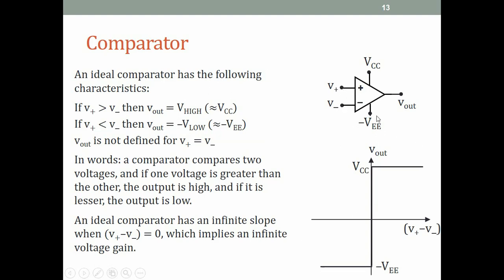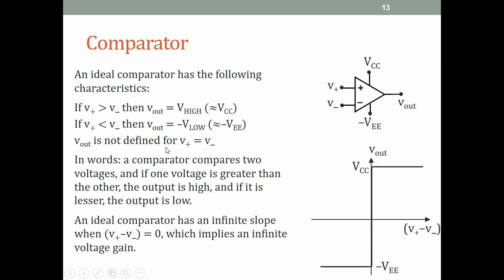So if you were to plot the characteristic of a comparator, if V plus minus V minus is negative, then the output is low, some low value, and if V plus minus V minus is positive, then the output is a high value. Here I have said VCC and minus VEE, which are the supply voltages to the comparator. More generally, I would say V high and V low. V high is sometimes equal to VCC, sometimes it is a little lower than VCC. Similarly, the magnitude of V low is typically either equal to VEE or slightly lower than VEE.